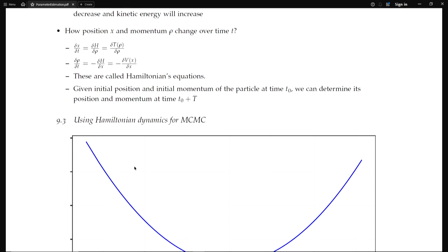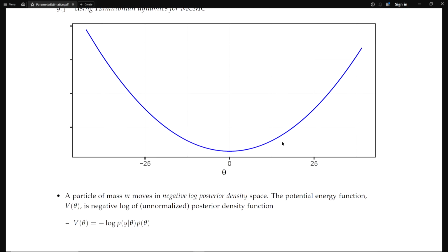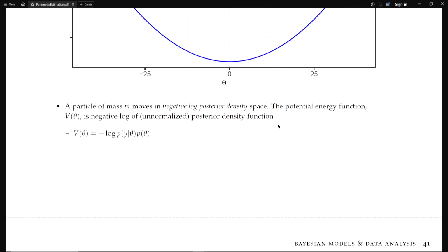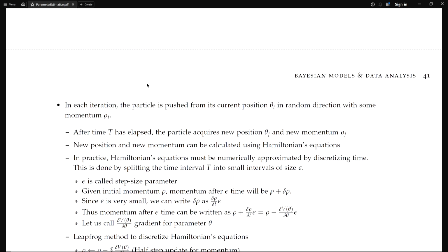Okay. Now, given some initial position and initial momentum, let us say theta I and rho I, our goal is to calculate what would be the new or proposed position and momentum after time t. So, that is our goal. We will stop the particle after time t and observe its new position and new momentum. Okay. So, this is the formula of potential energy, negative log of likelihood into prior, right.